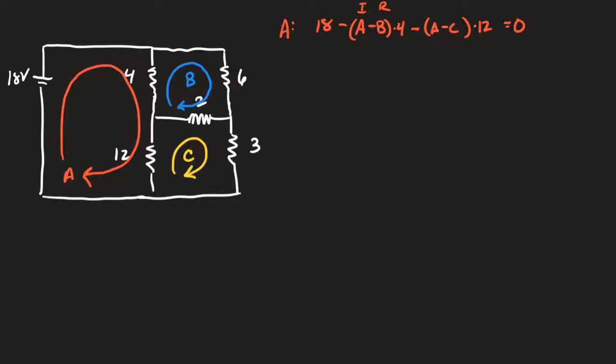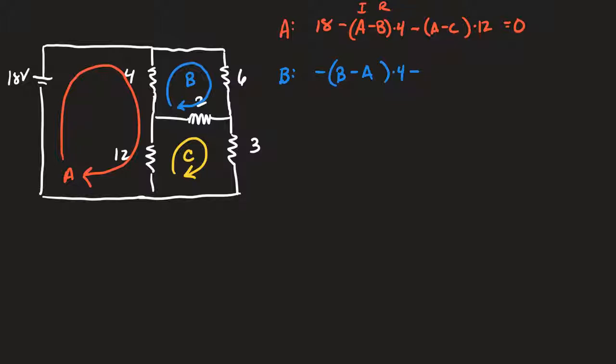Let's go to B. Notice there's no power supply in B, but B becomes the positive direction. So the first thing I encounter is the 4 ohm resistor. So for B, it's going to be negative, open the parentheses up, B minus A times 4. Yep. So why do you put a negative in front of the resistors? Resistors are always voltage drops. Go to the next one.